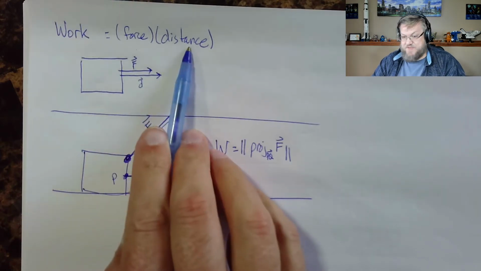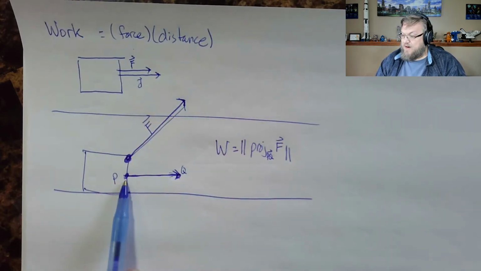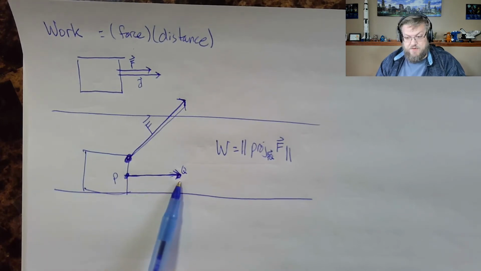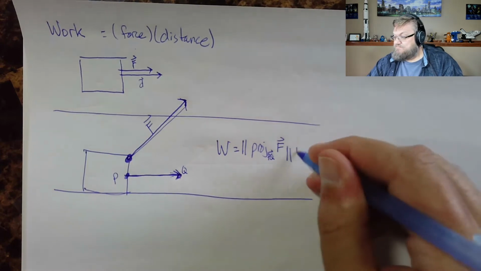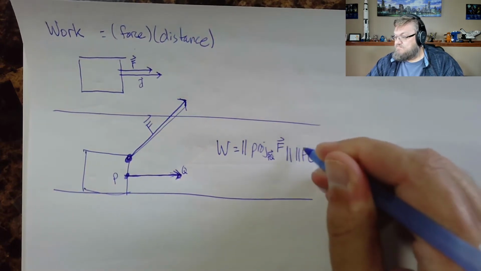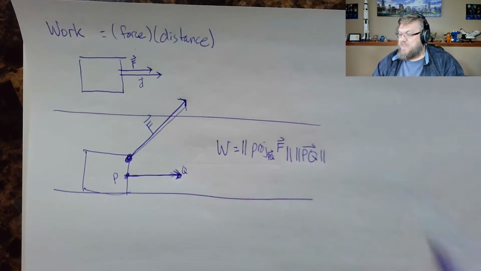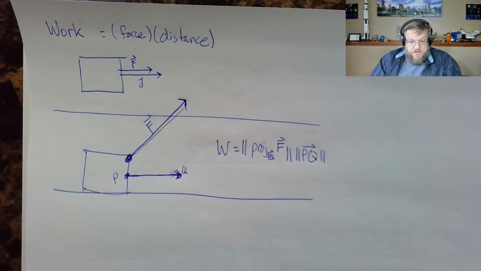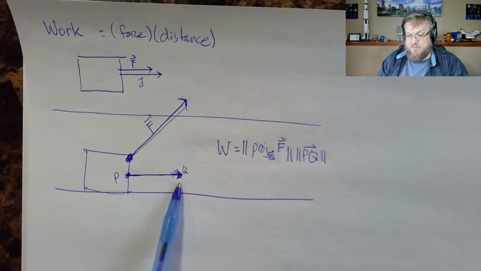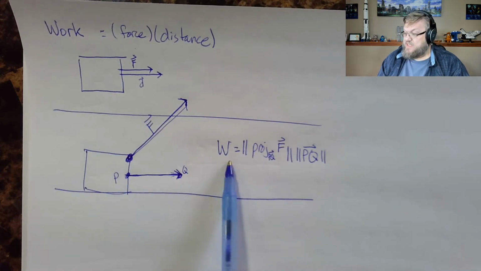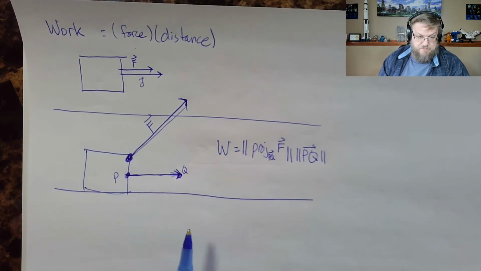Now I just have to tell you about the distance part. How far is this going? Well, how far it went is however long this vector is. So that's going to be the magnitude of PQ. And so the work done by this force, even though it's not acting in the direction of motion, is still this formula here.